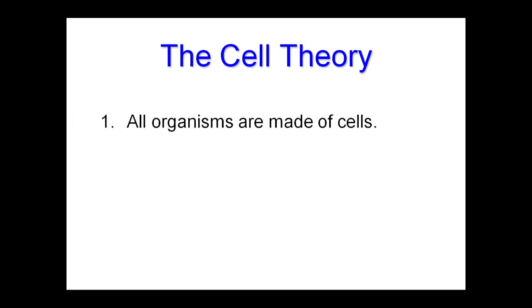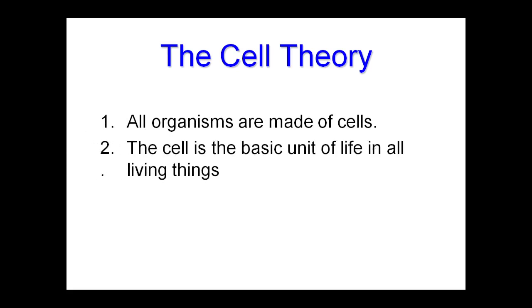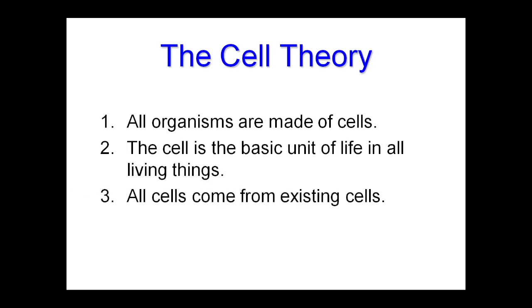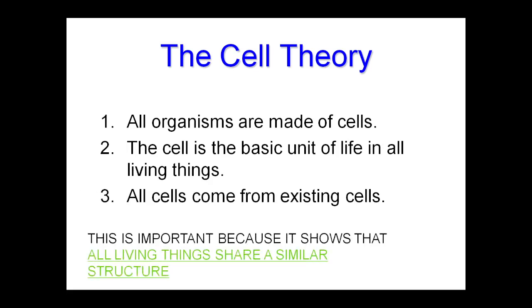Now, if we move further and discuss the cell theory, the first point is that all organisms are made up of cells, and the cell is the basic unit of life in all living things. And of course, all cells come from existing cells. And the unique feature about the cell theory is that all living things have a similar structure. If we elaborate, the cell that is present in an elephant and the cell structure that is present in a rat, both of them have a similar structure.